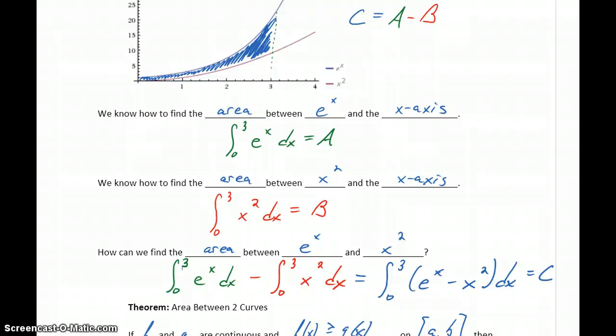So in the example above, we took e to the x minus x squared because e to the x on this interval from 0 to 3 was always taking on larger function values than x squared. So we need to make sure when we apply that definition that we're looking for which function has the greater values on the interval that we're considering.